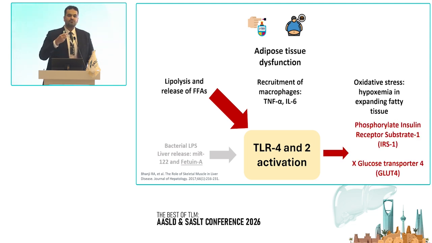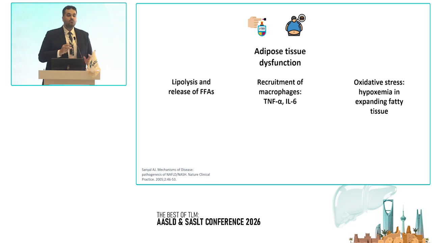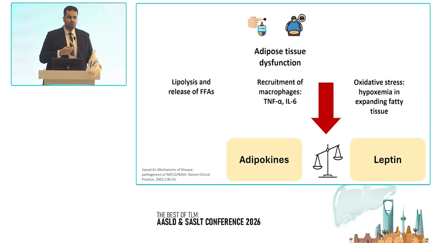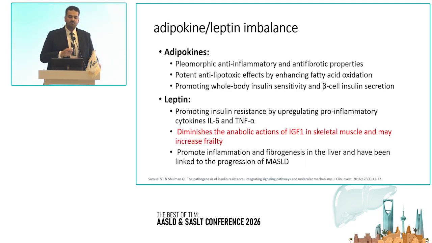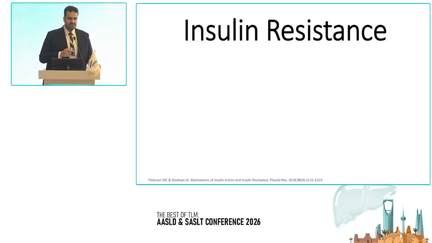This will end in the phosphorylation of the insulin receptor substrates, and it will block glucose transporter type 4 from uptaking glucose. There's also recruitment of macrophages, increased production of tumor necrosis factor alpha and interleukin 6. Also, there is oxidative stress under the effect of hypoxemia from the expanding fatty tissue. So we have some sort of imbalance between adipokines and leptin. So now we have what we call insulin resistance.